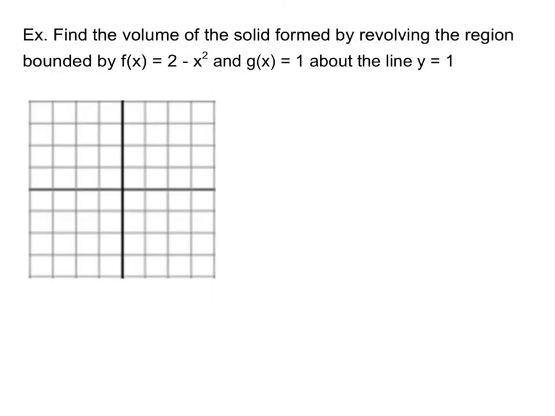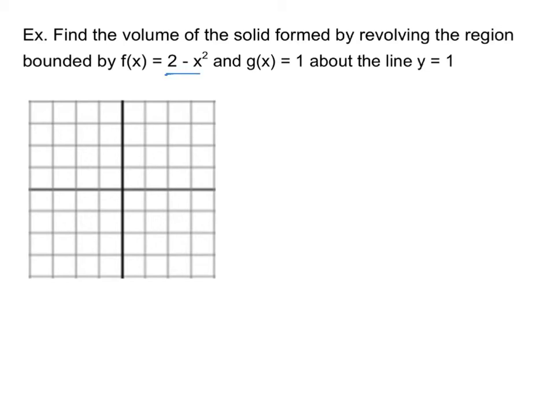So here's the next example, and once again, we're still graphing parabolas and lines, and basically that's what it is. And then we're looking at the area of that region that we want to revolve, okay? So this one's a little bit different because we're not revolving around the x or y axis, we're revolving about a line, y equals 1. So it's just a little bit different.